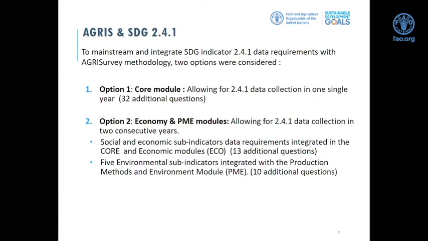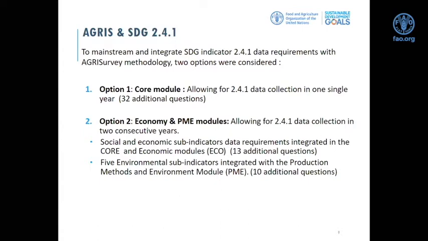Next, please. On AGRIS, we developed two standard options for how to address the 2.4.1 indicator. One is attached to the core model: a set of questions to complete all data requirements for 2.4.1. It means 32 additional questions, because the core is very basic and 2.4.1 has 11 sub-indicators with a demand for a lot of information. With this option, all the data could be collected in a single year, and in the same year we can attach another rotating model. That's one possibility using AGRIS methodology to complete the requirements for 2.4.1.